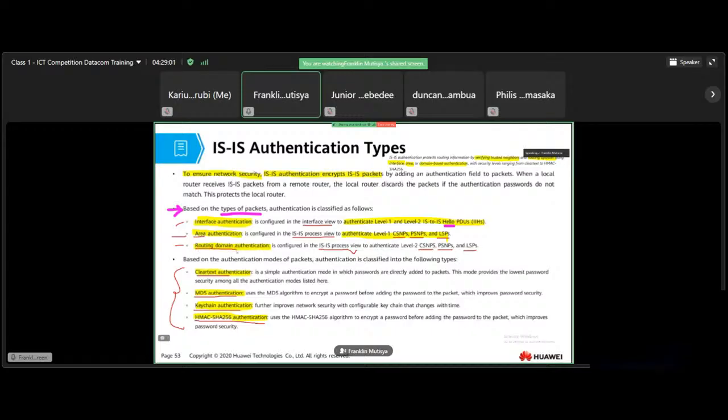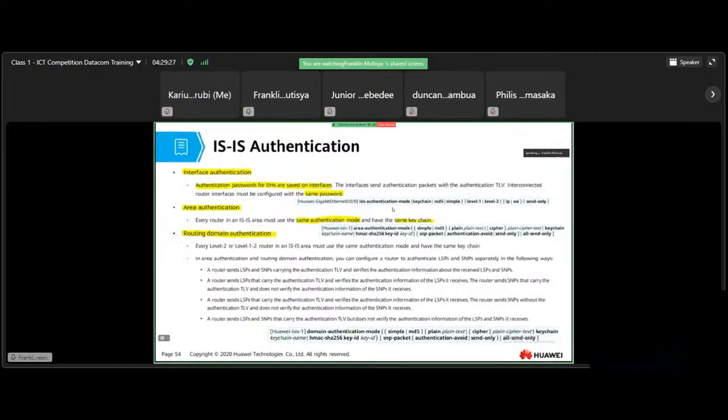Routing domain authentication also applies to level twos. So routing domain is used for level two. Notice that level two uses CSNPs, PSNPs, and LSPs. Area authentication is for level one. Kindly note these areas.